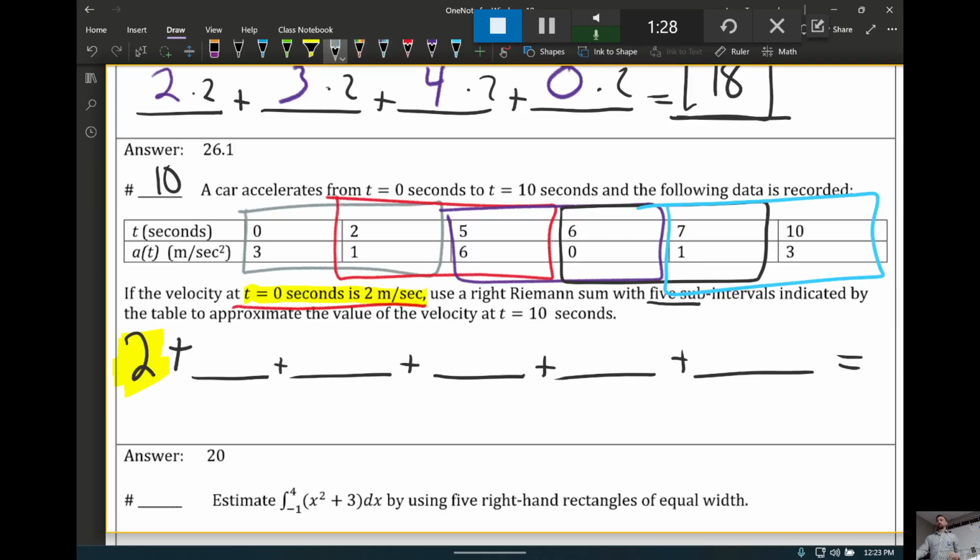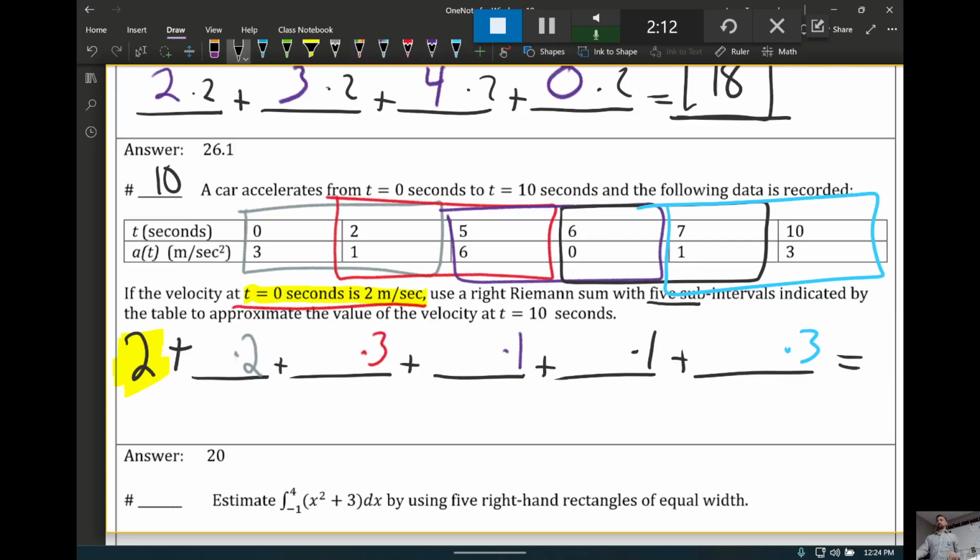Okay, and then for the gray one, to go from 0 to 2, it has a width of 2. My red one, from 2 to 5, has a width of 3. My purple rectangle goes from 5 to 6, so it has a width of 1. My black rectangle goes from 6 to 7, so it has a width of 1. And my blue rectangle at the end goes from 7 to 10, so it has a width of 3. So some of these you've noticed, or should have noticed, that they say equal width, but they don't have to be equal width. Sometimes on the AP exam they're equal width, sometimes they're not. It really shouldn't change your approach at all.